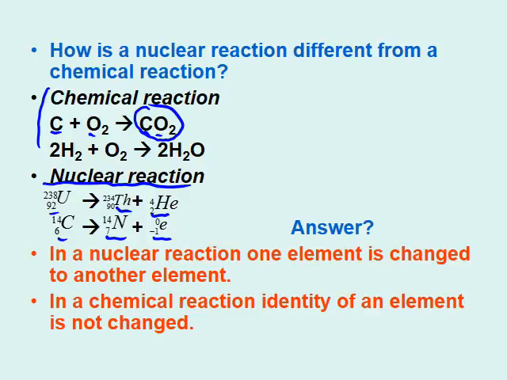7 minus 1 is 6 on the left side. So nitrogen-14 is the product, and here again the identity of carbon gets changed to nitrogen as the nuclear reaction takes place. So we can now make this a statement. In a nuclear reaction, one element is changed to another element. In a chemical reaction, on the other hand, the identity of an element is not changed.